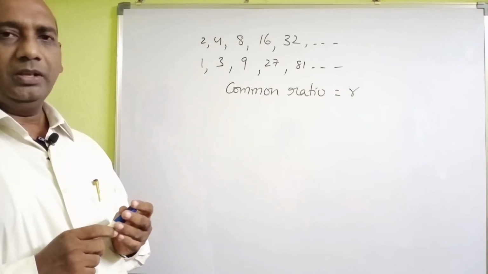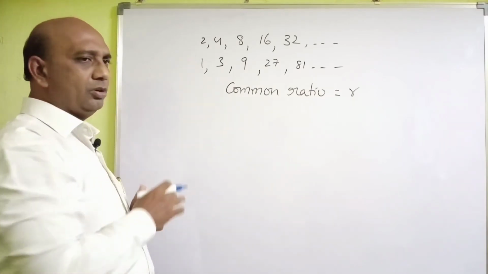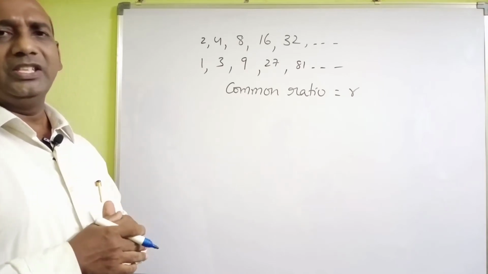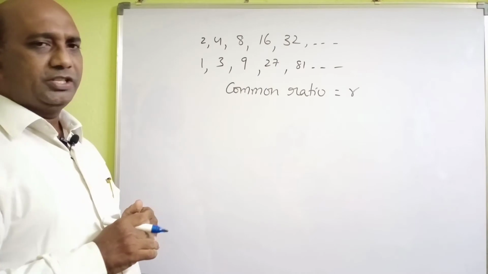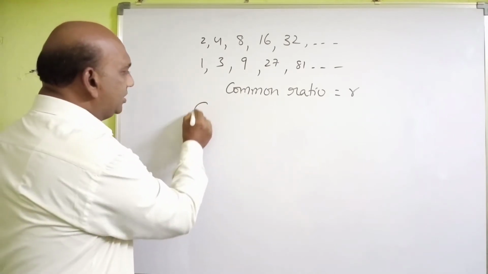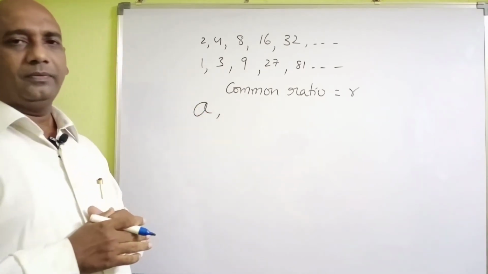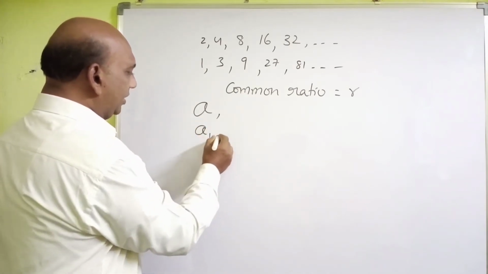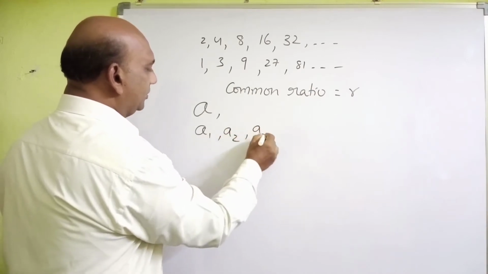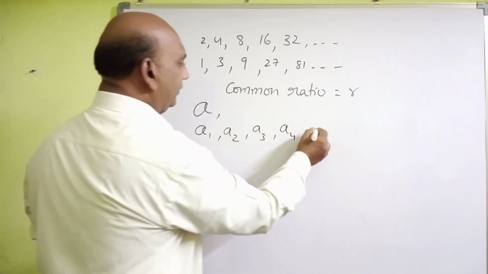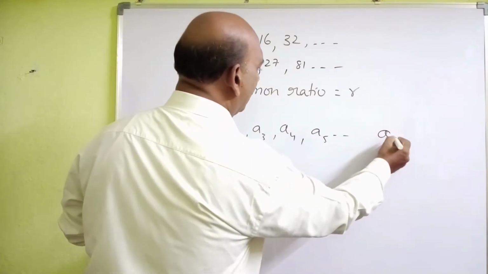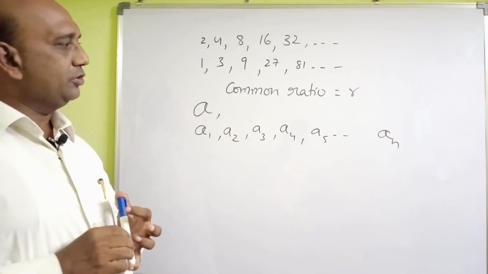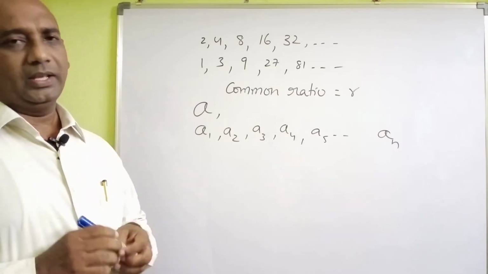Generally, a geometric progression is denoted by GP. In any GP, the first term is denoted by a. So here the first term a1, second term a2, third term a3, fourth term a4, fifth term a5 and so on. The last term of the progression is an, the nth term.